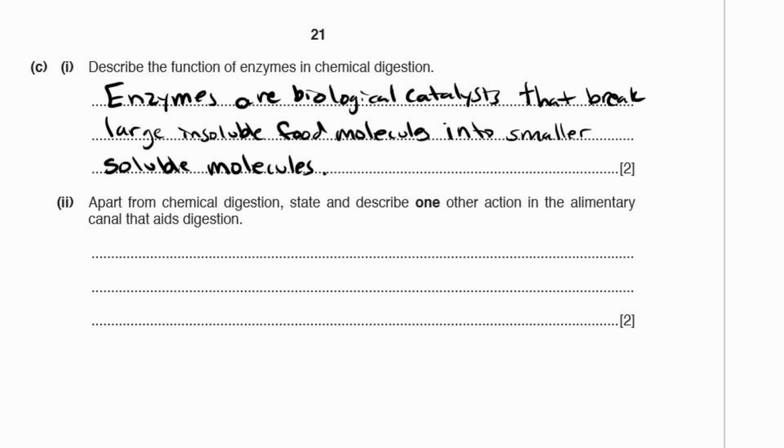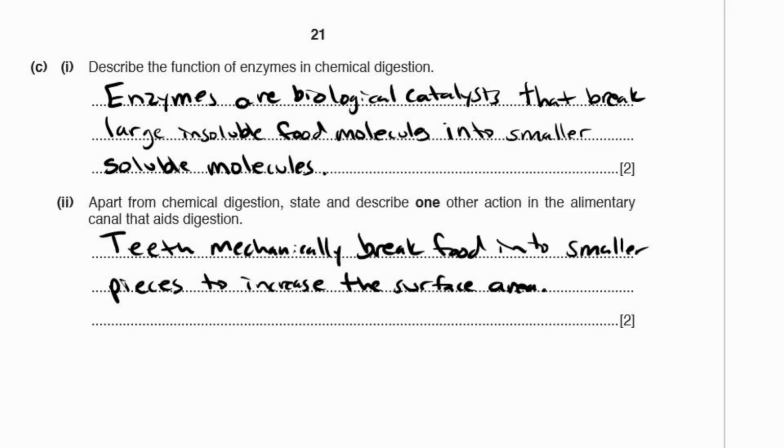Okay, and part 3. Apart from chemical digestion, state and describe one other action in the alimentary canal that aids digestion. Okay, so there's a few different types of mechanical digestion, but one of them, a very simple one, is the teeth. The teeth mechanically break food into smaller pieces to increase the surface area. So teeth mechanically break food into smaller pieces to increase surface area. And the increased surface area means that the enzymes and other digestive processes can react more effectively.